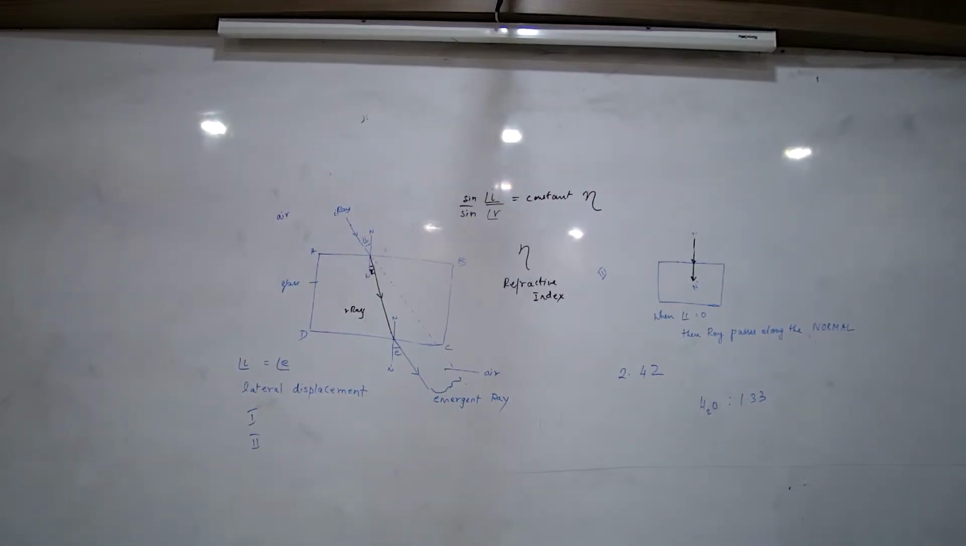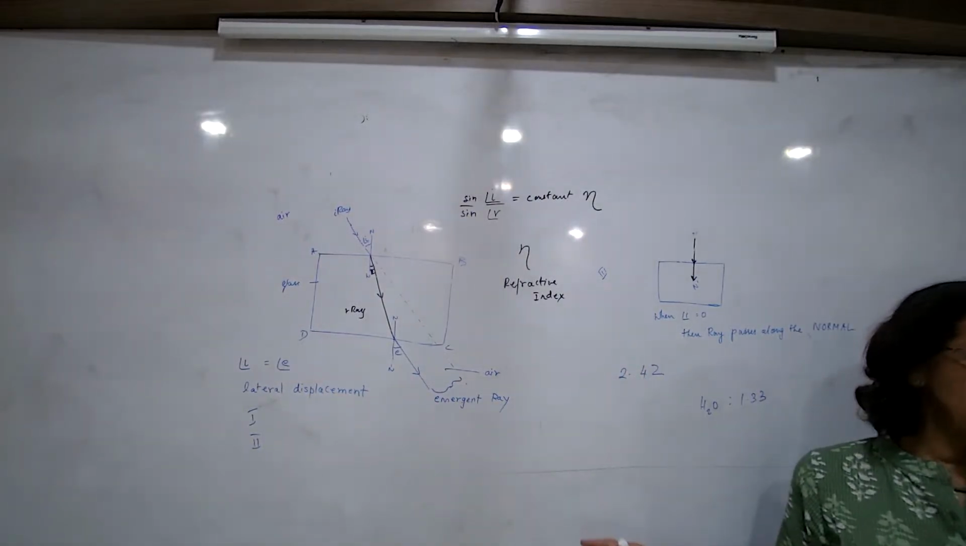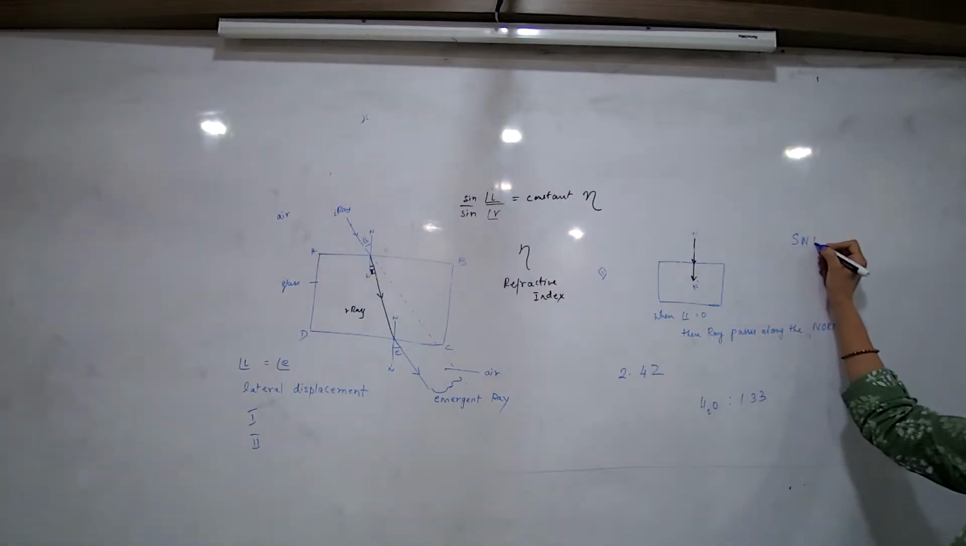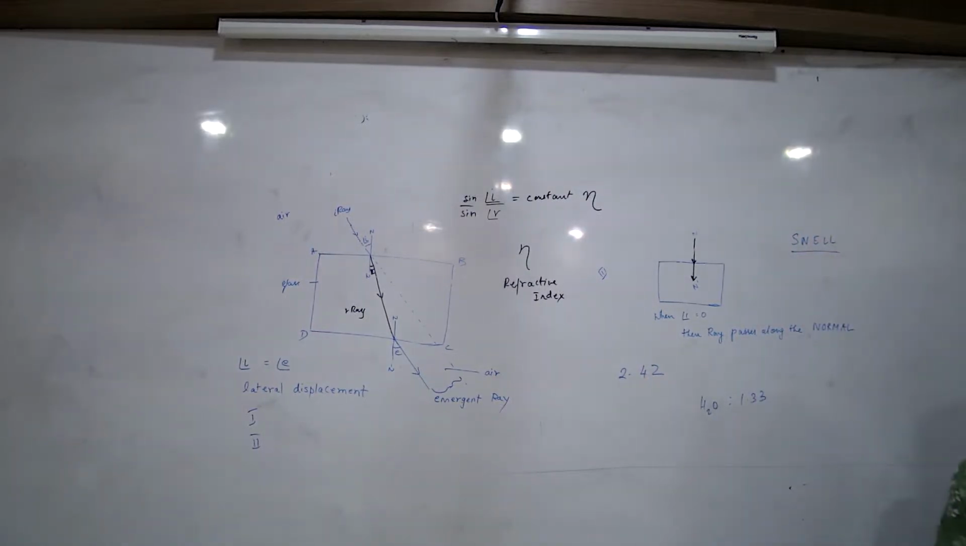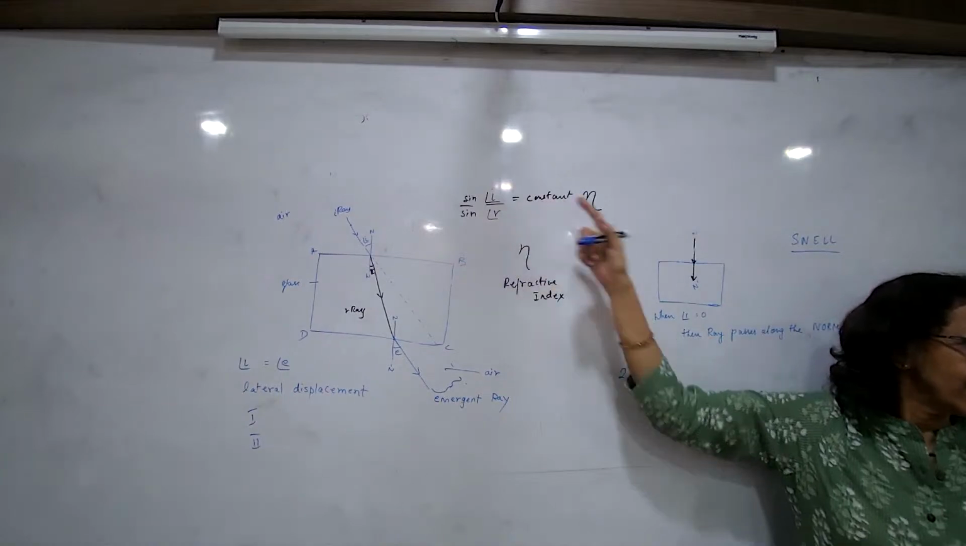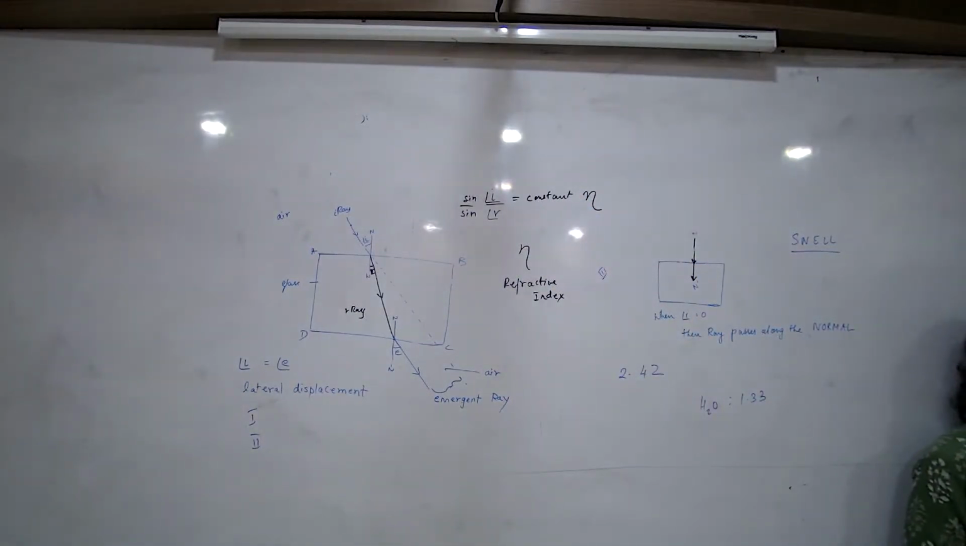What does it mean, a given pair of media? Air and water or whatever it is. For all these values that they have given in the table, it is always with respect to air. Now, this law is also called Snell's law. Underline. Why Snell? Snell was a Dutch scientist, an astrophysicist, and way back in 1670 or so, he performed a number of experiments and found out that the sine of the angle of incidence to the sine of the angle of refraction is always going to be a constant.